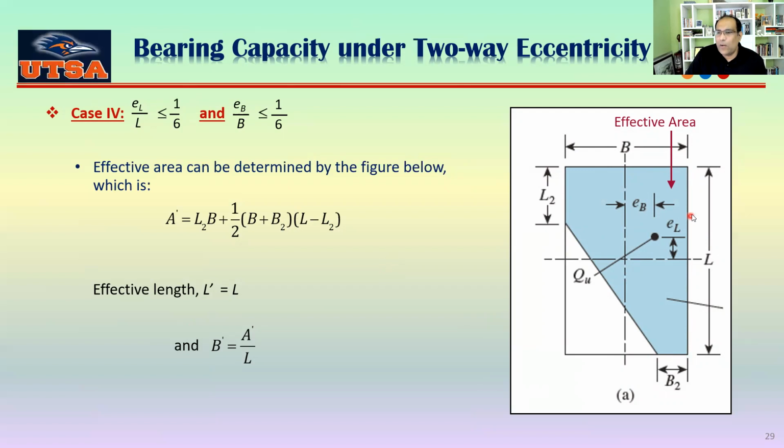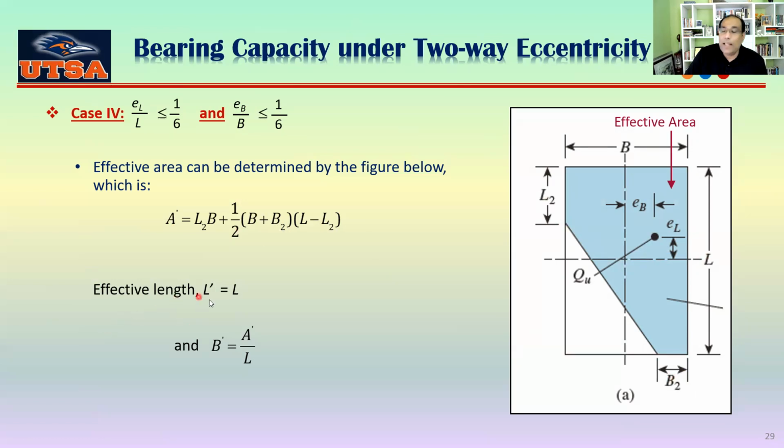For that rectangle area, this one is B into L2. And for this trapezoidal area, that would be this distance into this distance divided by 2, multiplied by the distance from here to here. So this distance from here to here is basically L minus L2, and then the average of B2 plus B. So that's basically your total area.